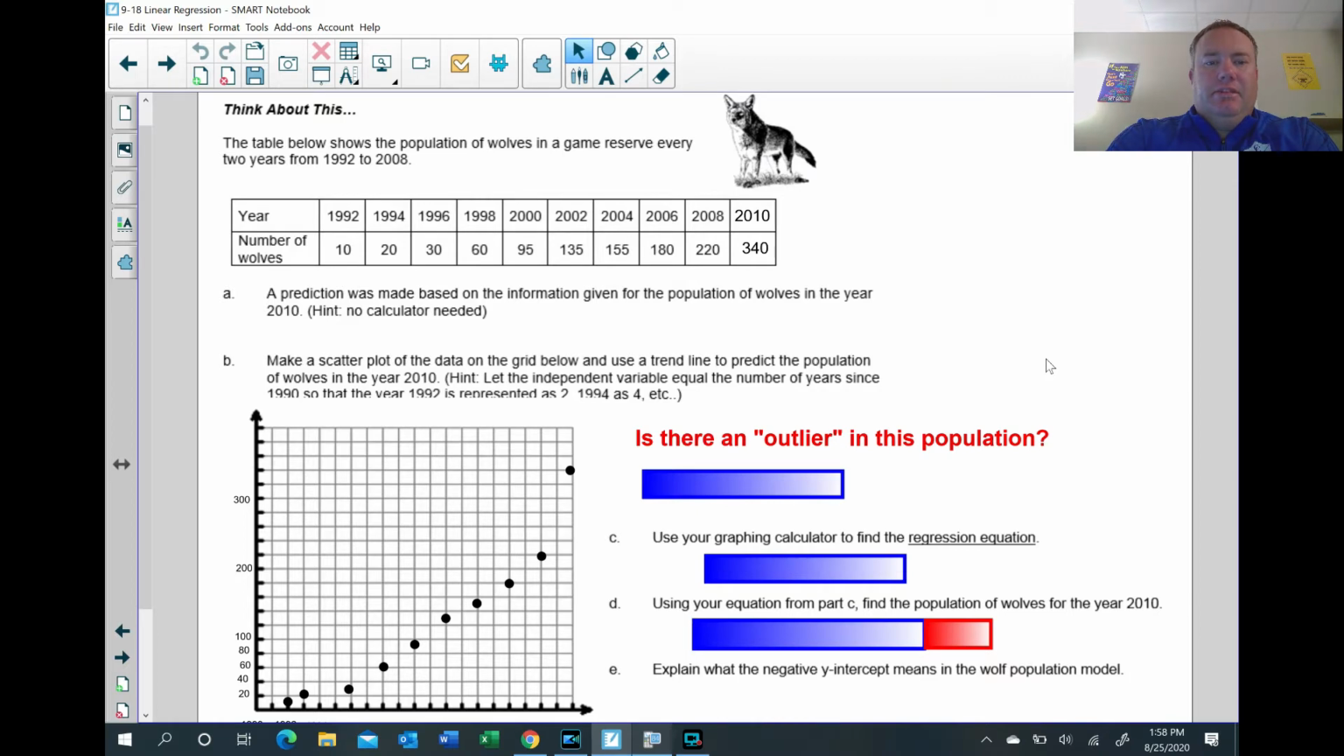All right, ladies and gentlemen, today what we're going to talk about is something known as linear regression, and we're going to talk about scatter plots. All right. Now, a couple things you need to have. Hopefully you already have your notes printed out, but you also need to pull up your calculator.